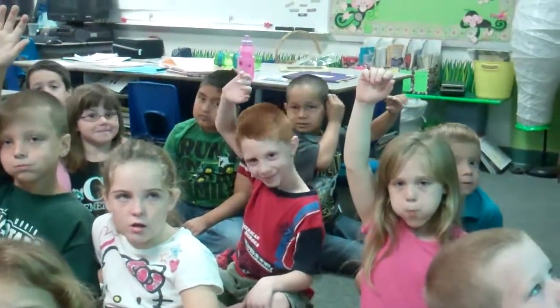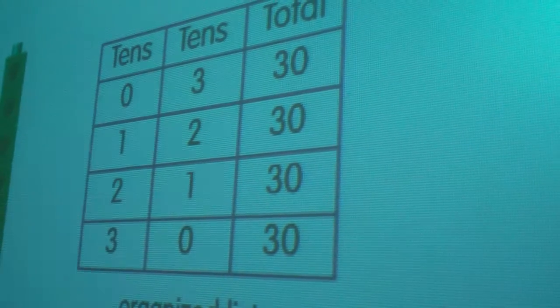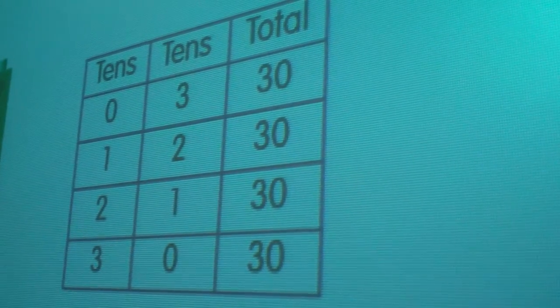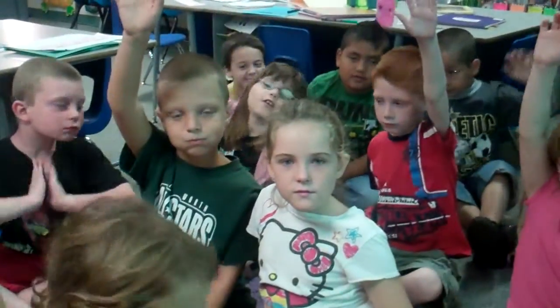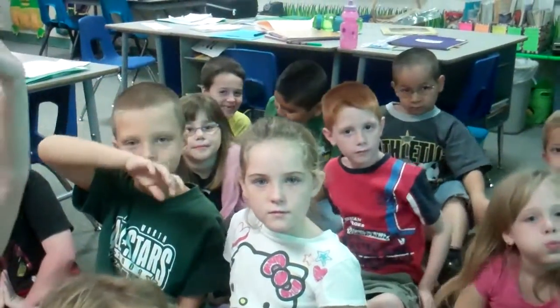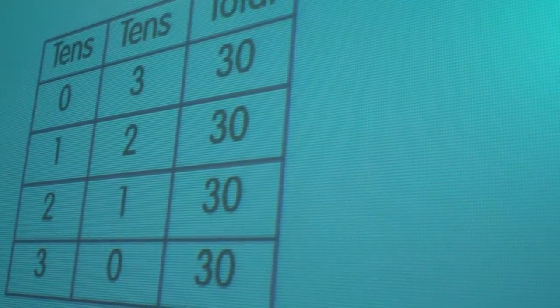Who's ready to share their thinking? What have you noticed? What are some of the patterns or some of the things going on in that list that we have? What is something that you notice in our organized list, in our chart? What's something you see? Mia? It all equals 30. It all equals 30 on the total. All of the totals are 30.